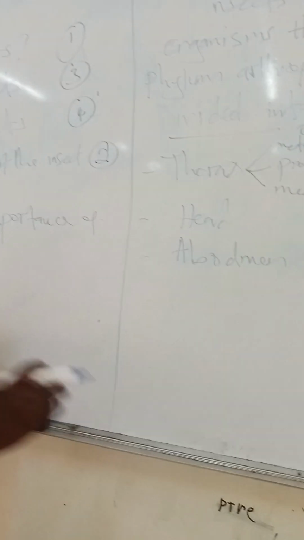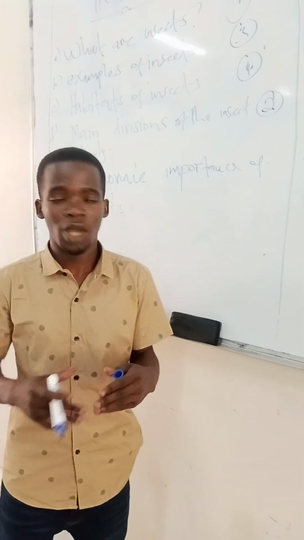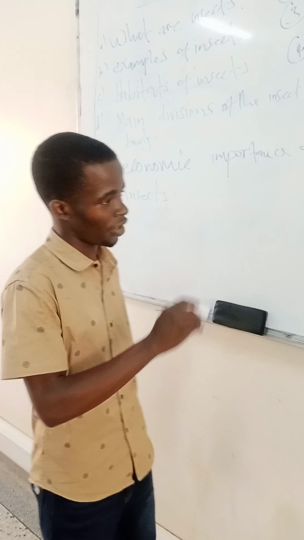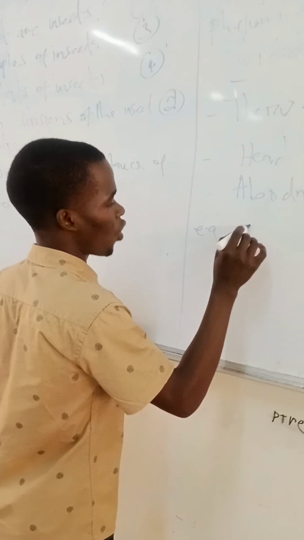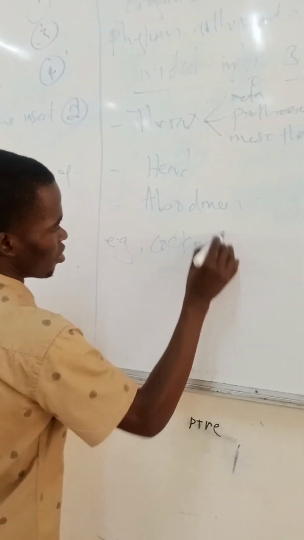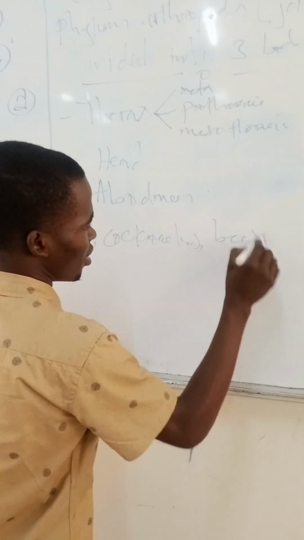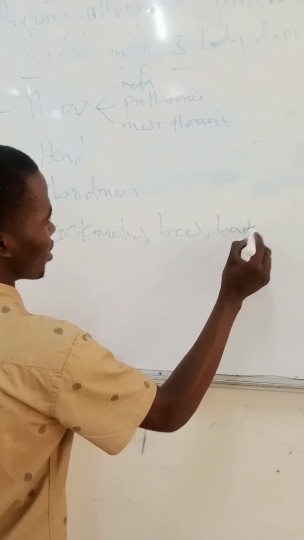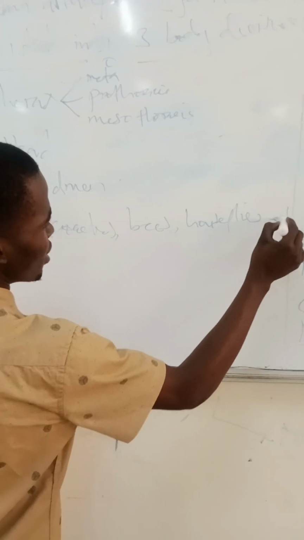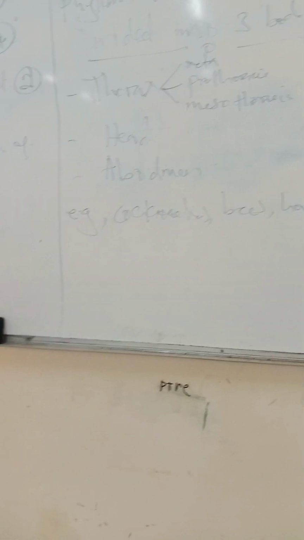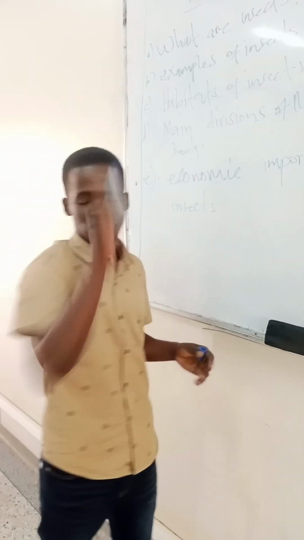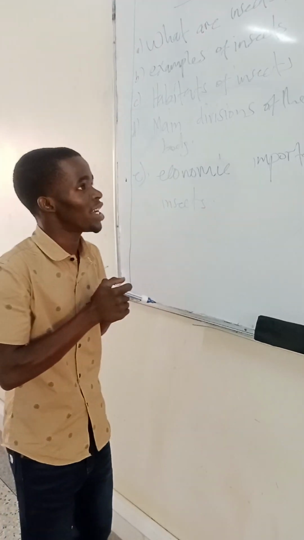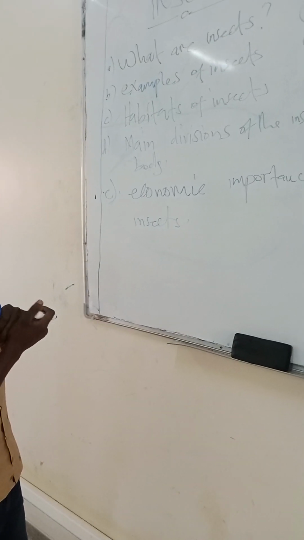Let's now talk about the examples of insects. Insects are very many and very diverse. They are found all over the continent; we find them in air, in water, and in soil. Examples of insects include cockroaches, bees, and houseflies, and there are very many more, ranging from aquatic to terrestrial insects. So we can't exhaust them.